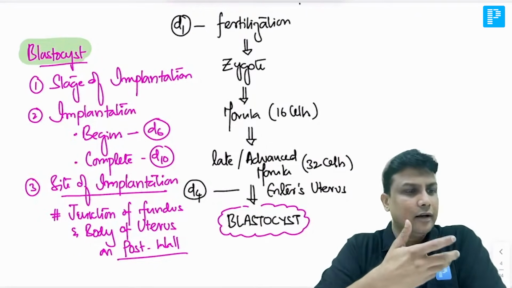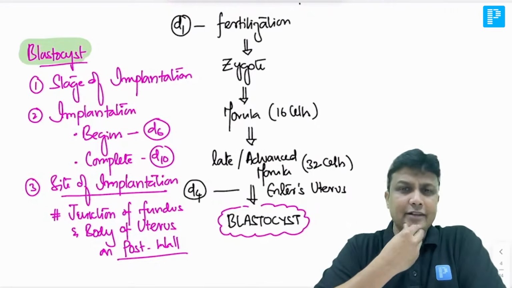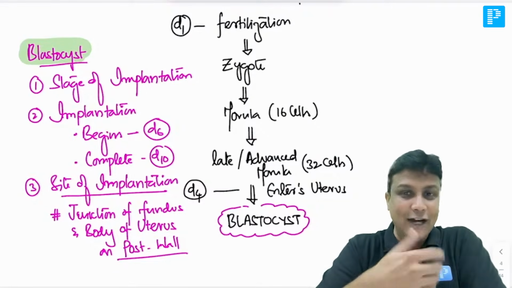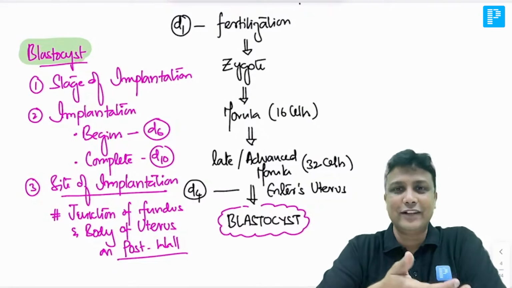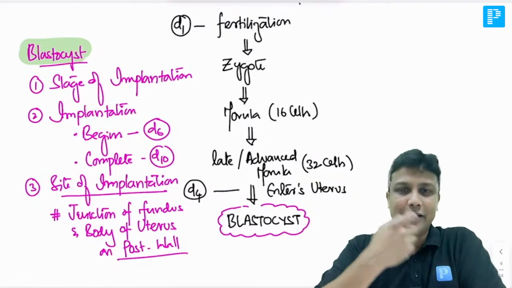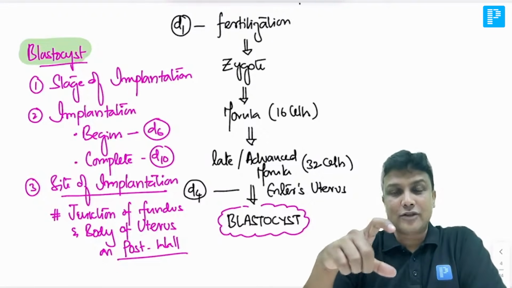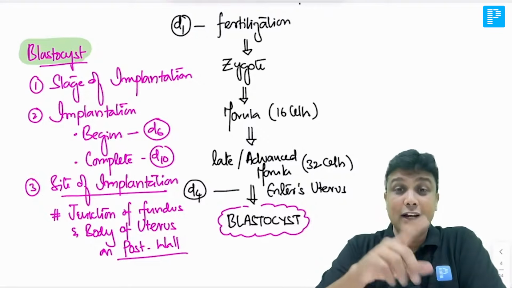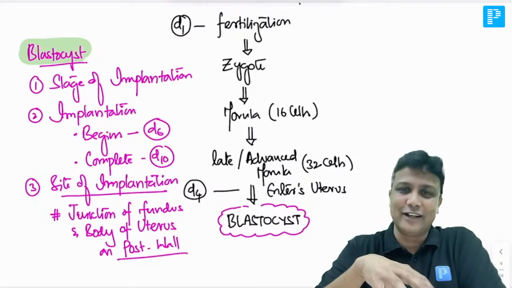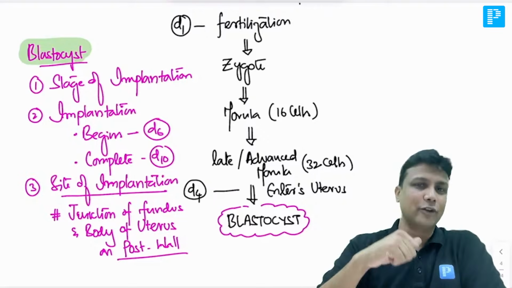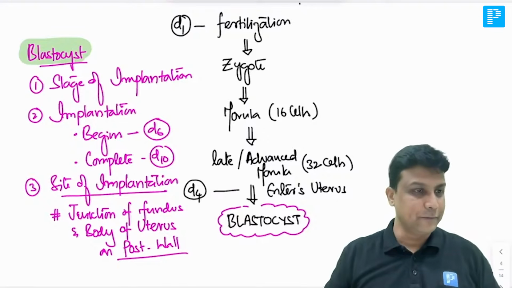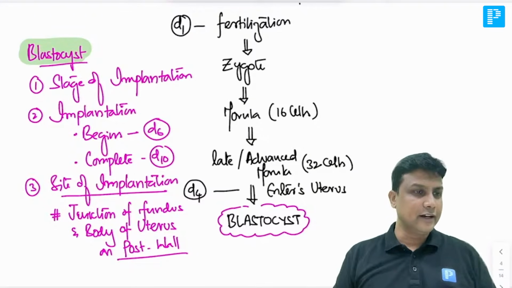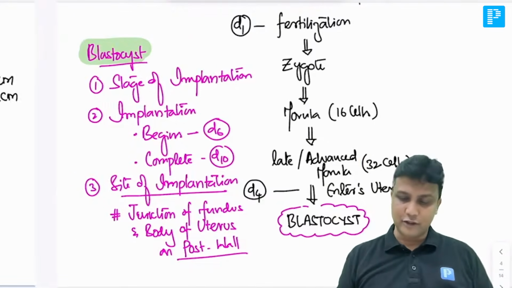Yes, Satyanarayan, it is absolutely correct. It will be getting implanted in the endometrium only. The wall of the uterus has 3 layers: endometrium, myometrium, and then perimetrium. Endometrium में तो होता है, लेकिन exact site याद रखना होगा कहाँ होता है. So at the junction of fundus and the body of the uterus, on which wall? Posterior wall.